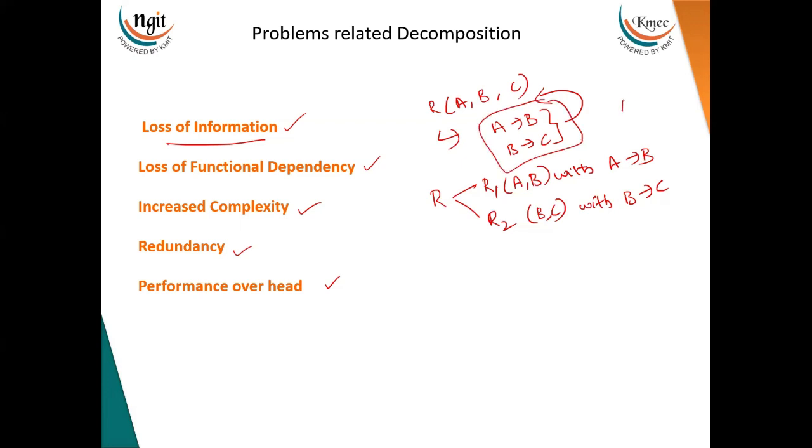Suppose our original relation also contains another functional dependency, that is A to C. Now, when it is broken down into R1 and R2, we find that only two functional dependencies are not lost. Then what about A tends to C? R1 and R2 may not preserve the functional dependency of the original relation.